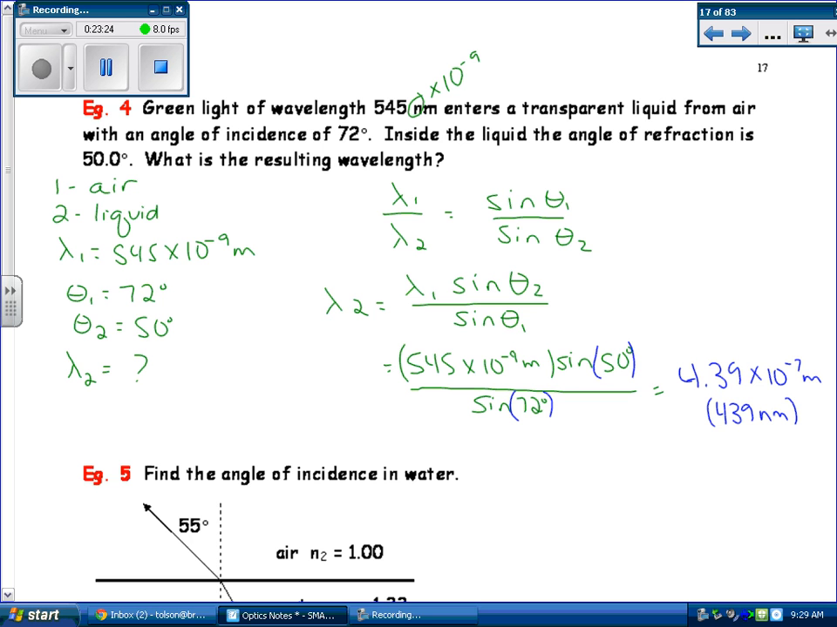Technically, 545 is green light, and 439 is violet light. So in actual fact, the color of the light will change. It's just very, very hard to see. You have to have very specific conditions and a very specific kind of laser to actually witness that. But it will change.